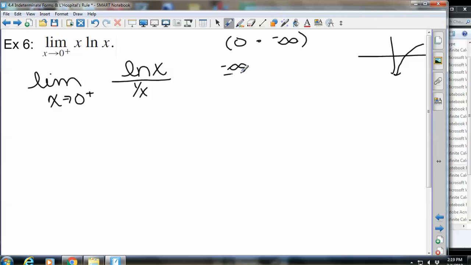Okay, now the top is still going to negative infinity. The bottom, 1 over a smaller and smaller positive number, is going to infinity. Right, the x is approaching 0, so 1 divided by that number. So like 1 divided by 0.1, 1 divided by 0.01, 1 divided by 0.001. It's getting bigger and bigger. As the x gets smaller, 1 over that number is getting bigger. So this is negative infinity over infinity. So now we can do L'Hopital's.